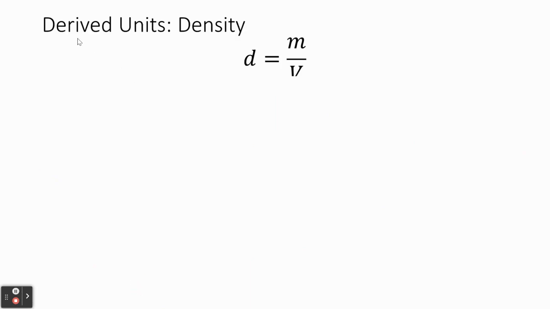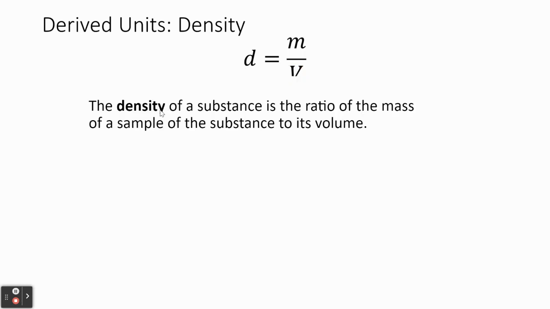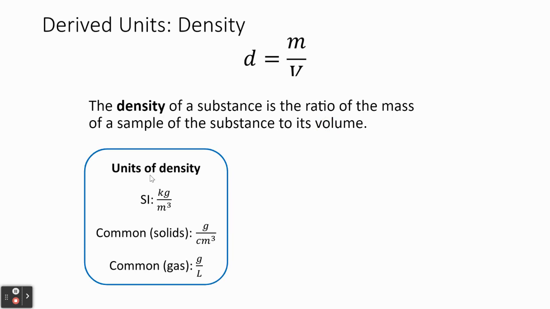So let's look at the derived unit for density. Our equation for density is mass divided by volume. Or we could say that the density of a substance is the ratio of the mass of that sample in its given volume. The units are kilograms per cubic meter. That's the mass divided by the volume.